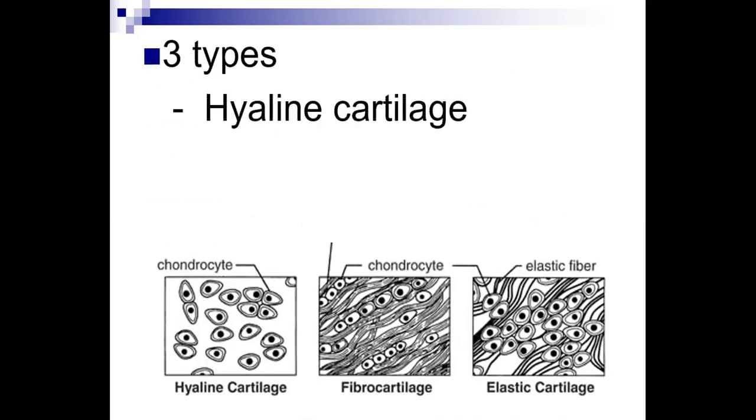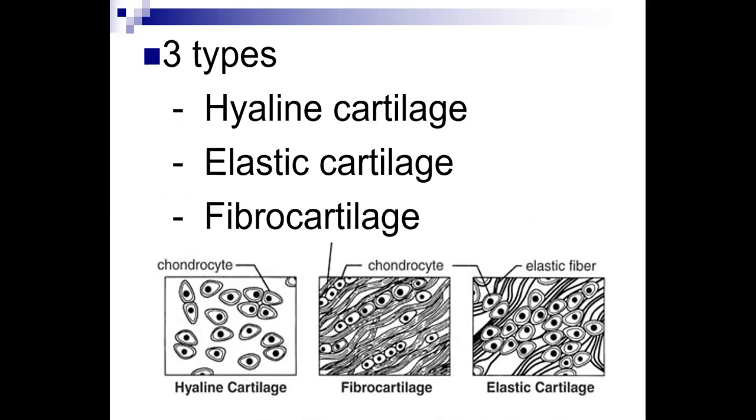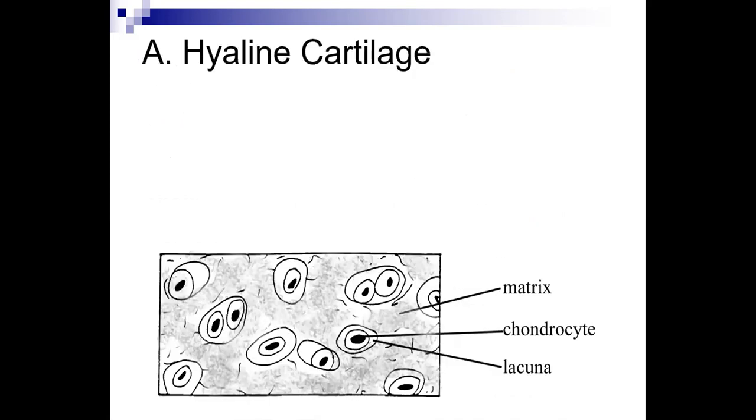So here's the three types: hyaline cartilage, elastic cartilage, and fibrocartilage. I'm going to try to go to a butcher shop in town and get you guys some free bones to check out, like from a cow. Hyaline cartilage looks like glass. It is very, very slick. It's meant to be slick because you want to prevent friction between bones. So here we go. Hyaline cartilage is the most common form of cartilage.